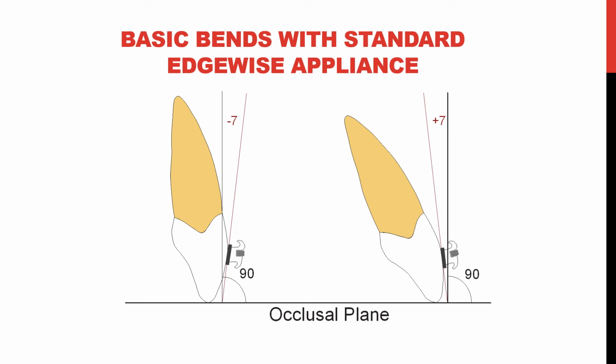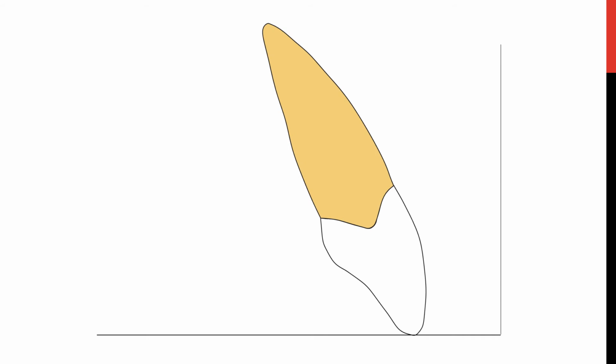You can see that by twisting the wire or by doing a third order bend, the crown torque is changed from -7 to +7. To achieve the proper inclination of the teeth with a standard edgewise appliance, what we need to do is to twist the wire before inserting it into the slot. And this is a third order bend.